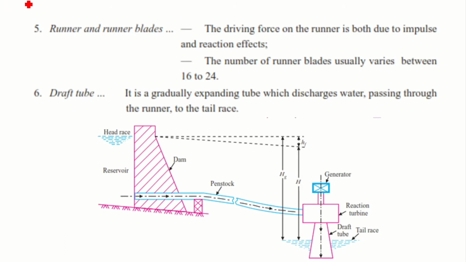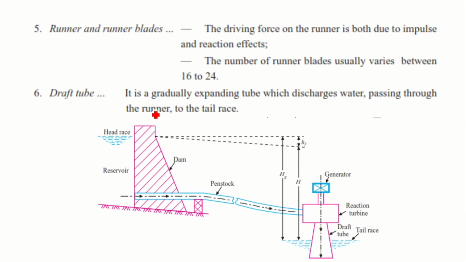Next, runner and runner blades. The driving force on the runner is due to both impulse and reaction effects. So the runners are used for producing the power. It is the main part of a reaction turbine. The total number of runners is normally 16 to 24, depending upon the criteria or the load we are handling. We can provide 16 to 24 blades for a runner.